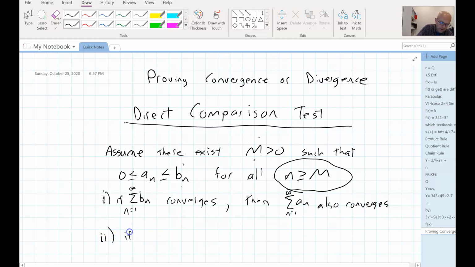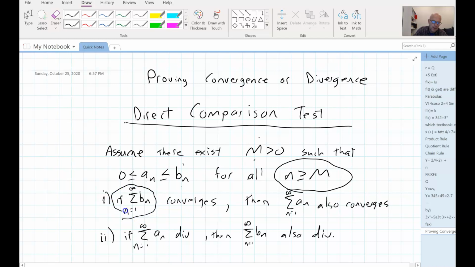It also says that if a sub n, that's the smaller one, diverges, then the series associated with b sub n, that's the bigger sequence, would also diverge. So in this case, you either know something about this guy. If you know that he converges, that would mean the guy smaller than him has to converge. Or if I knew that the smaller guy diverges, that would force the bigger guy to diverge.